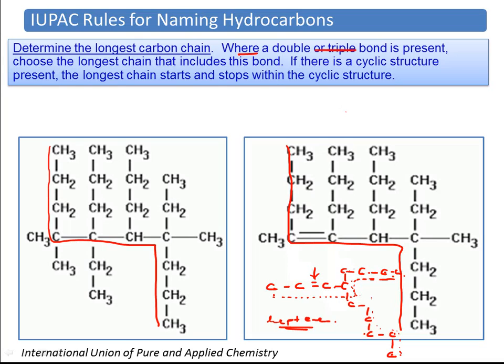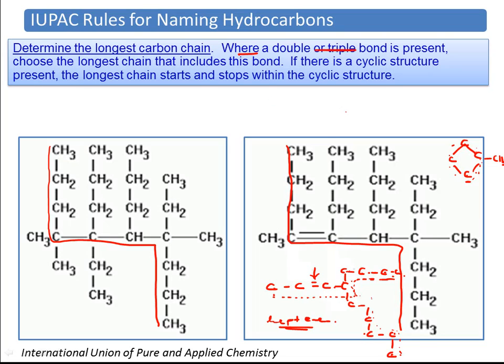If there's a cyclic structure present, the longest chain starts and stops with the cyclic structure. I'm going to do these cyclic hydrocarbons separately, but let's say I've got a carbon there, a carbon there, a carbon there, and I wrote this one like that, and there is a CH3. My longest chain is just this circle here. The number of carbons in the circle will be my longest chain.